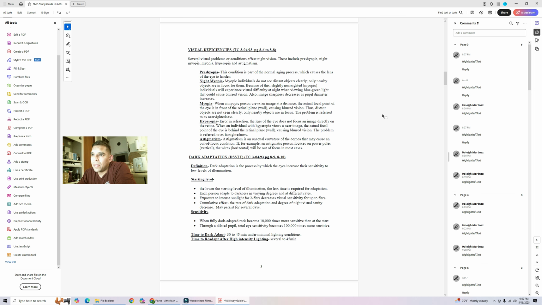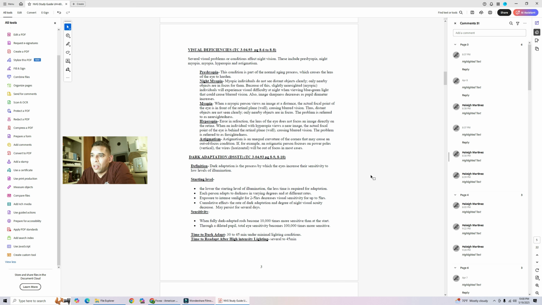Dark adaptation. Definition: dark adaptation is a process by which the eyes increase their sensitivity to low levels of illumination. Starting level: the lower the starting level of illumination, the less time is required for adaptation. Each person adapts to darkness in varying degrees and at different rates. Exposure to intense sunlight for 2 to 5 hours decreases visual sensitivity for up to 5 hours. Cumulative effect: the rate of dark adaptation and degree of night vision acuity decrease may persist for several days.